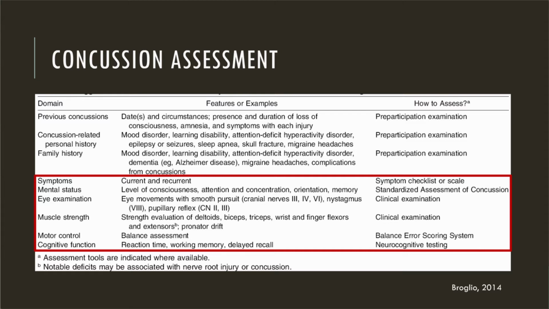At the time of injury, the clinician should evaluate for symptoms using standardized symptom checklists or scales, and mental status using something like the standardized assessment of concussion, a mini mental status exam, or even just remembering 3 words or reciting digits in reverse order. The eye exam, muscle strength, and motor control can all be done as part of the clinical exam or using concussion-specific balance assessments such as the balance error scoring system. Neurocognitive assessments are often done during the follow-up protocol to assist the clinician in making decisions about when it is safe to return to play.